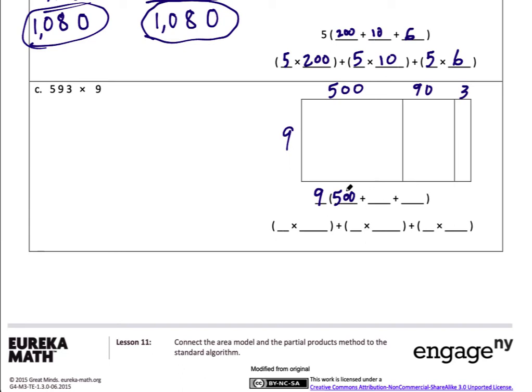So this is something you'll do a lot in 5th grade when you do the order of operations. But anytime a number is next to parentheses, you multiply that number by what's inside the parentheses. So 9 times 500, 9 times 90, and then 9 times 3. Then I'm going to write all this out. 9 times 500, 9 times 90, and then 9 times 3. This is the distributive property.